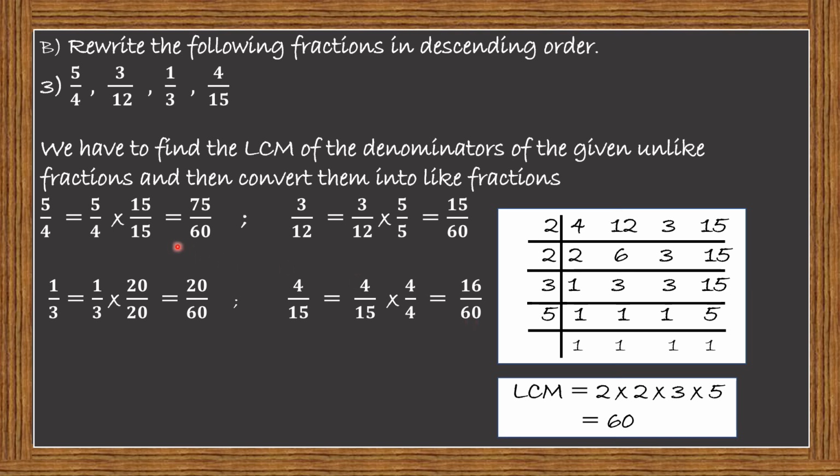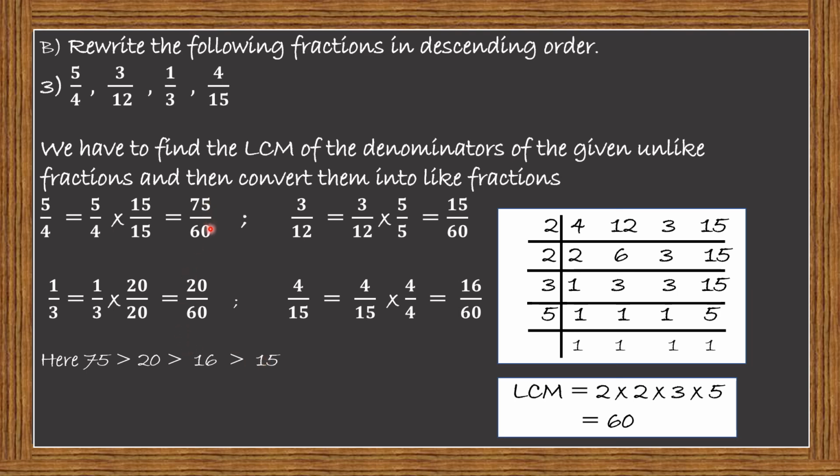Now see here, 60, 60, 60 and 60. These are all like fractions. So we have to compare the numerators now. Greater the numerator, greater will be the fraction. So amongst 75, 20, 16 and 15, which one is greatest? 75. Then will come 20, then 16 and then 15.